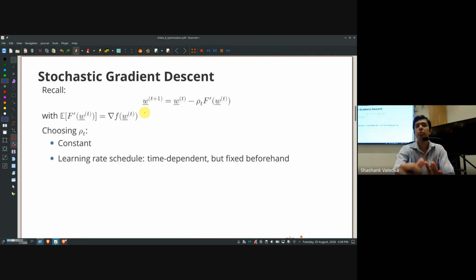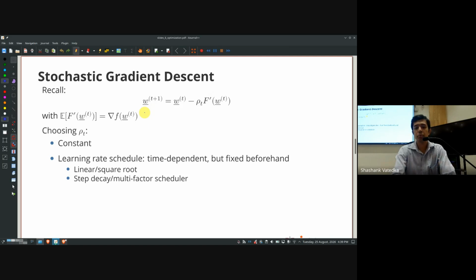For instance, in the analysis of stochastic gradient descent for non-smooth objectives, we set a learning rate that decayed as 1 over square root of t. That's something that is typically done in practice. You set the learning rate to be some constant divided by t or some constant divided by square root of t. That's a very common approach to use. But there are other heuristic ways of choosing it as well.